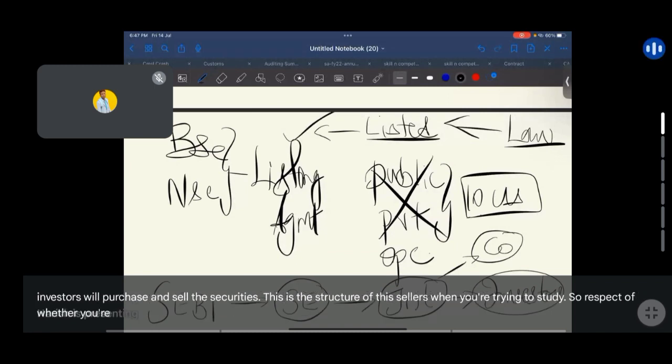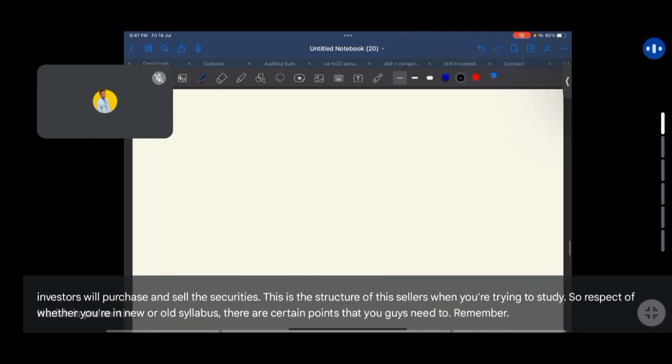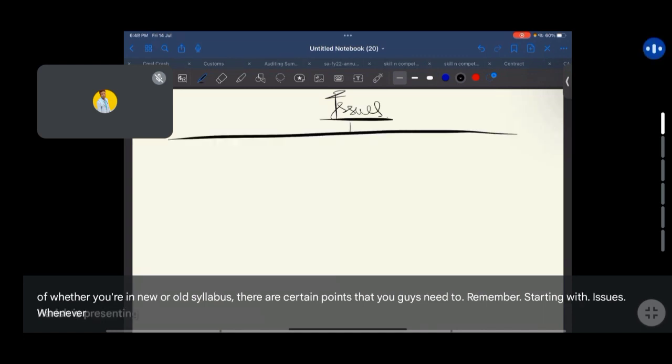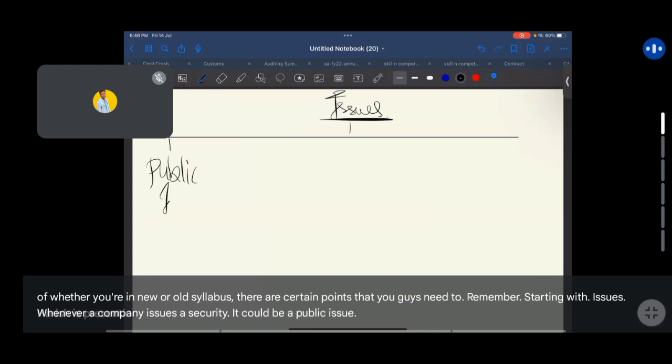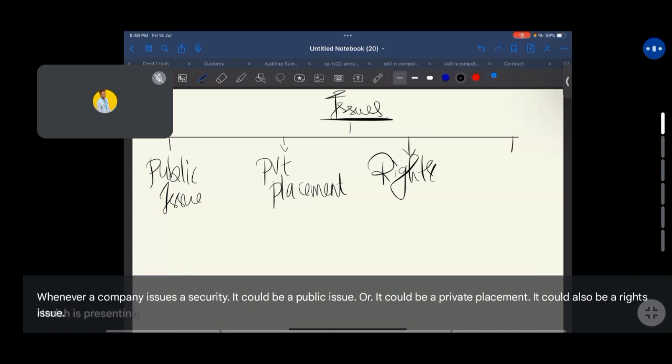So irrespective of whether you're in the new or old syllabus, there are certain points that you need to remember, starting with issues. Whenever a company issues a security, it could be a public issue, or it could be a private placement. It could also be a rights issue, or it could even be a bonus issue. These are some scenarios where securities are issued.